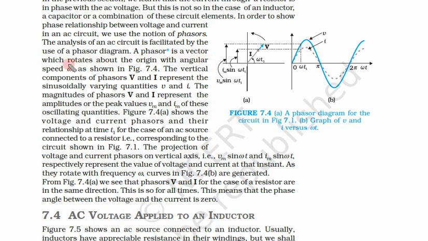So this is the definition: a phasor is a vector which rotates about the origin with angular speed omega, as shown in this figure. The vertical component of phasors V and I represents the sinusoidally varying quantities V and I. So which component do we take? We take the vertical component, this component. Why are we taking the vertical component? We have to understand this.